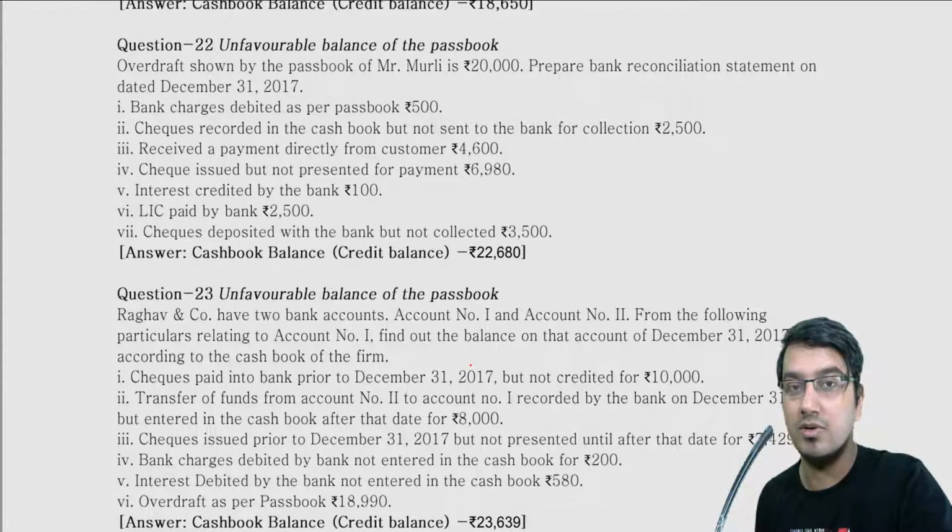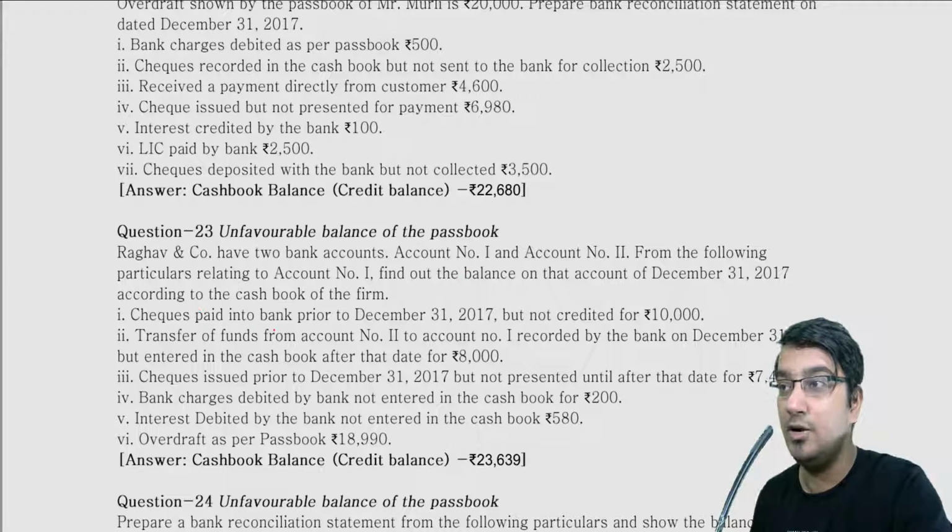It is just the transfer which will be a new point, and you need to remember that whenever there are multiple accounts, BRS is prepared separately for both accounts. If there is any wrong entry of another account in our account, we'll just make the adjustment for that. Check paid into bank. Deposit. Paid means deposit, prior to December 31st but not credited. Okay, not credited means the bank has not credited it, so we'll just make the adjustment for this one.